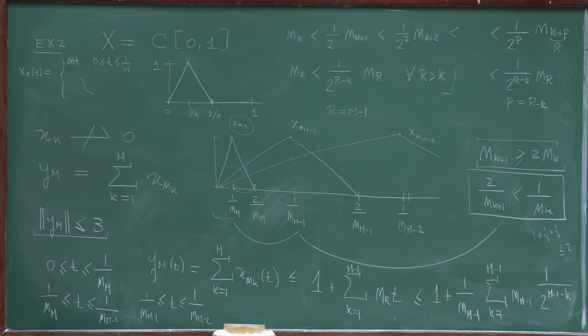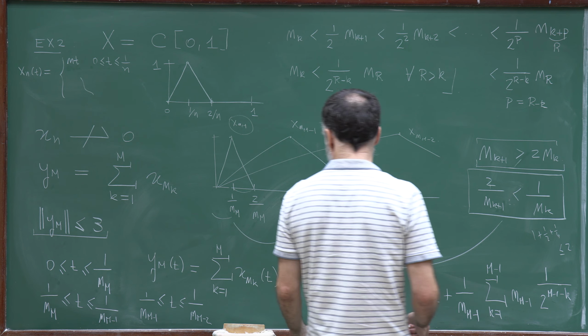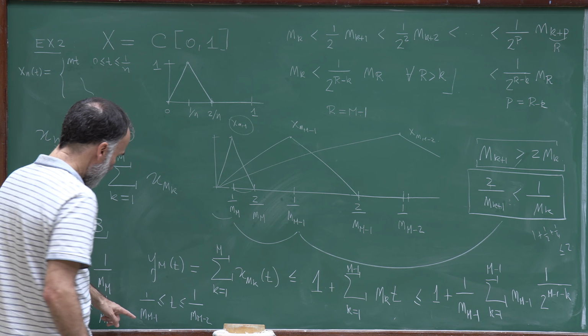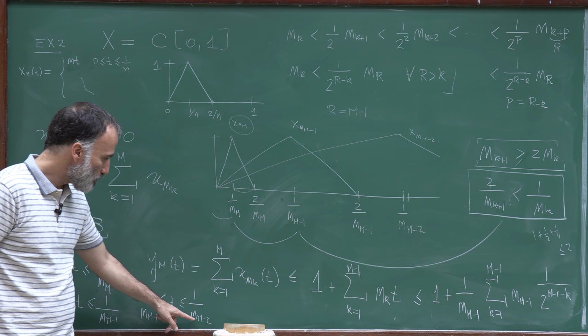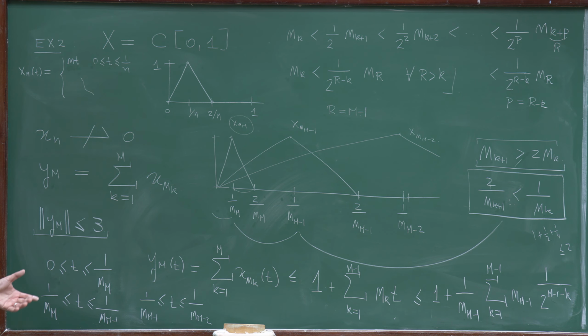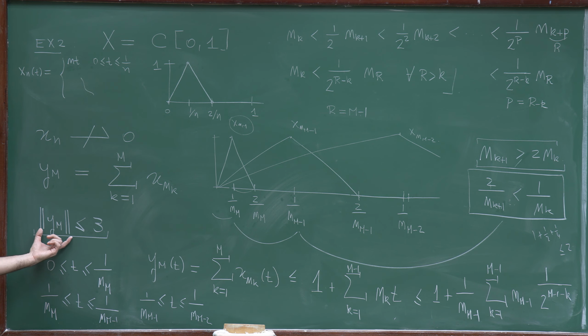So I leave it to you to complete the details, but you can just repeat this argument to bound y_m in each of these intervals, which goes from n_{k-1} up to n_{k-2}, and always get the same bound. So I hope I convince you that the norm of y_m is bounded by 3.